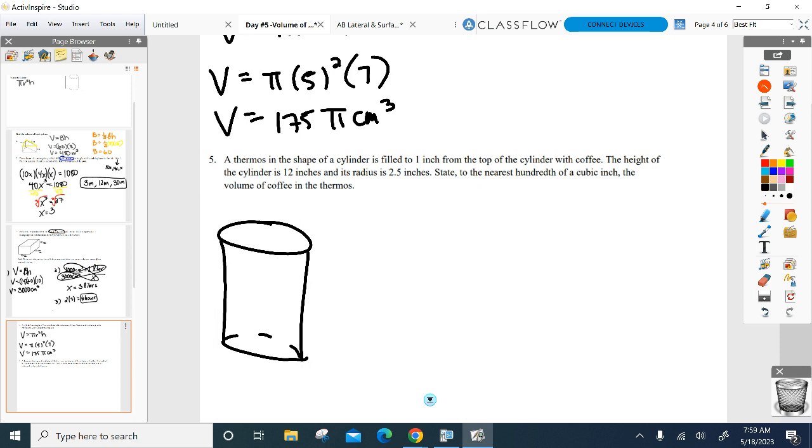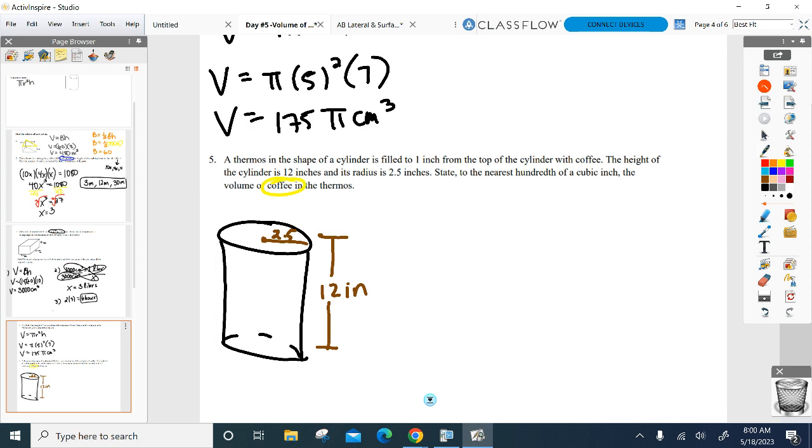All right, so shape a cylinder. We're going to fill it 1 inch from the top with coffee. The height of this cylinder is 12 inches with a radius of 2.5. State to the nearest hundredth of a cubic inch. Be careful here. Hey, directions. The volume of the coffee. I don't care about the volume of the thermos here. I'm looking for the volume of the coffee in here.